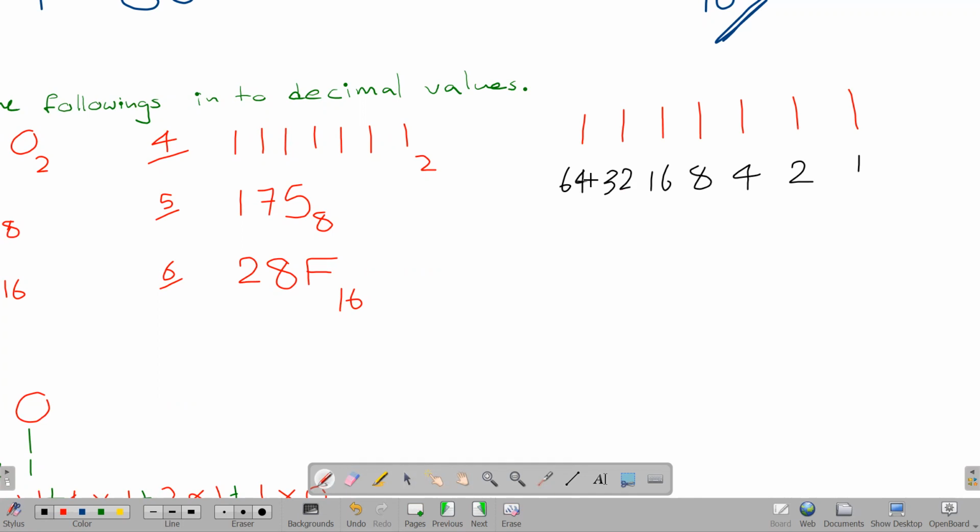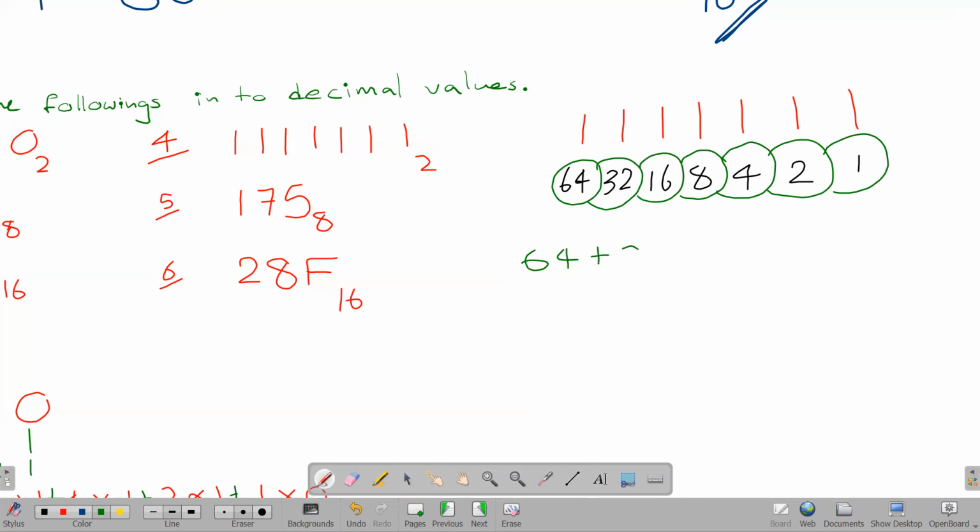Now, since it is 1 everywhere, what is the short way that we can overcome this? We have to add all these values. 64 into 1 means 64, 32 into 1 is 32, 16 into 1 is 16, 8 into 1 is 8, 4 into 1 is 4, 2 into 1 is 2, and 1 into 1 is 1. That means we have to add 64 plus 32 plus 16 plus 8 plus 4 plus 2 plus 1, which will give you 127 in decimal.